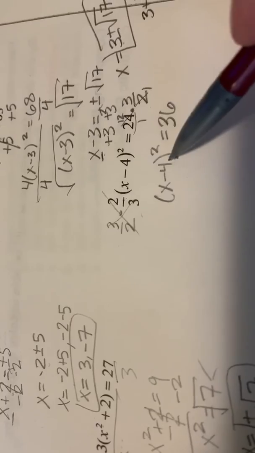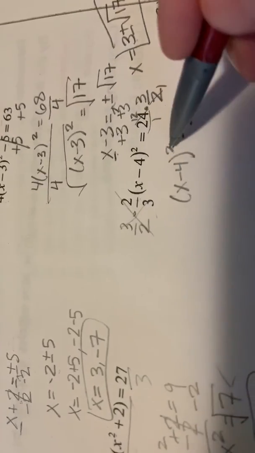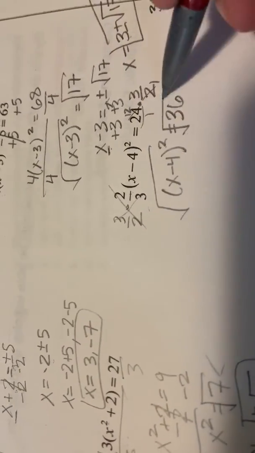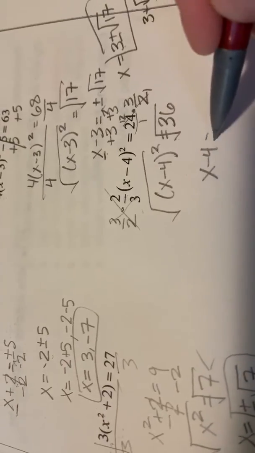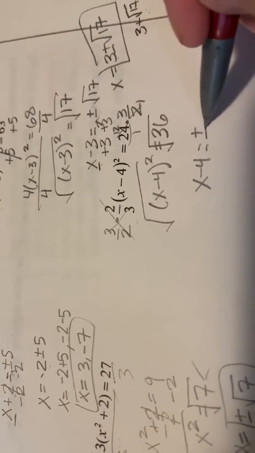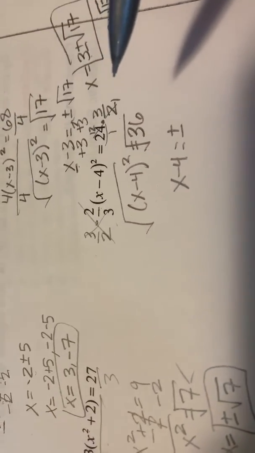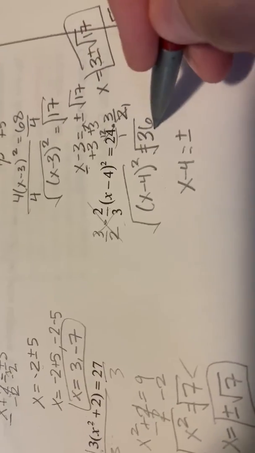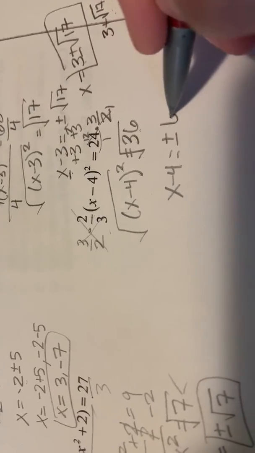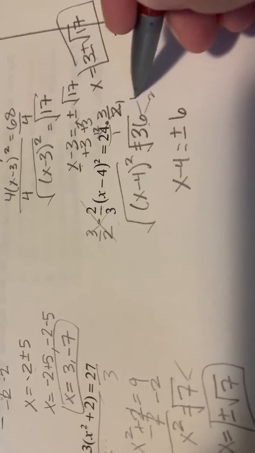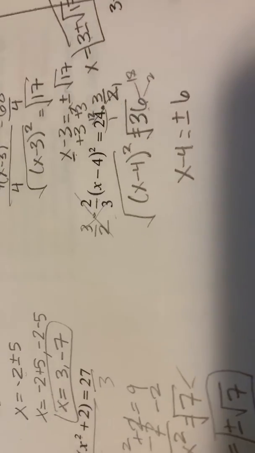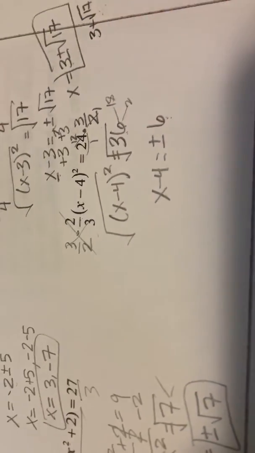I can't get rid of that minus 4 yet because it's inside, so I got to get rid of the squared, so I square root. Don't forget the plus or minus. I know it's like super annoying because I keep saying that, but don't forget it. The square root of 36 is actually just 6. I don't need to start breaking it down or anything because it's a perfect square. So the square root of 36 is just 6.